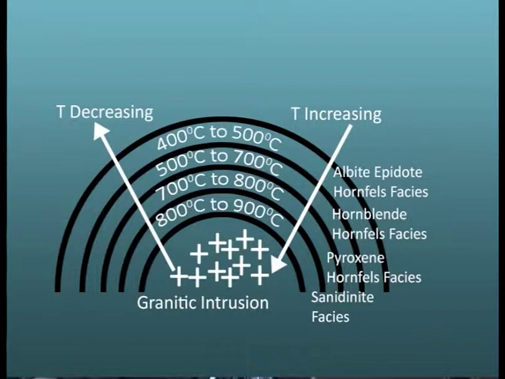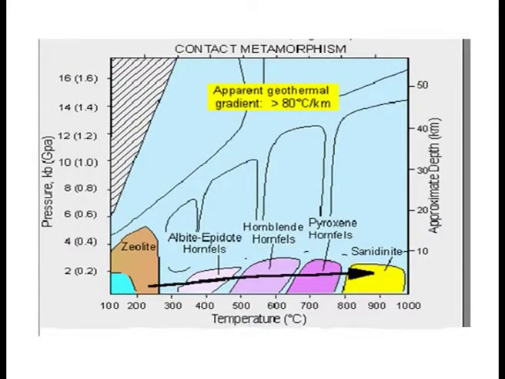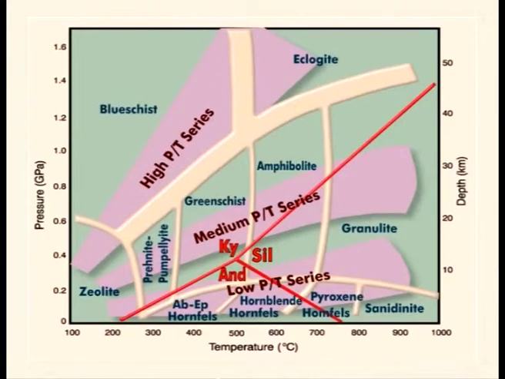Pyroxene Hornfels facies are found in the innermost part of some contact aureoles. Their development is favored especially by shallow depths where pressure is very low, and proximity to intrusions of basic magma, that is gabbroic intrusions. Temperature is very high, nearly 1000 to 1200 degrees centigrade.